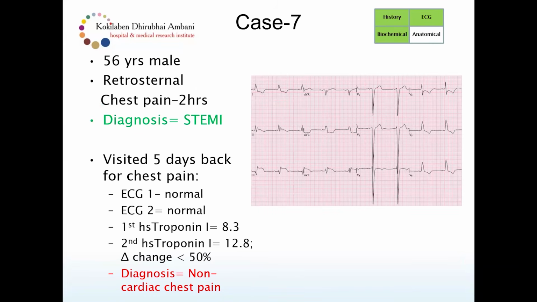This is another case of a 56-year-old male with retrosternal chest pain for 2 hours. ECG showing acute inferior MI. Diagnosis is STEMI. But this patient visited 5 days back for chest pain. And his first ECG was normal, second ECG normal, first troponin normal, second troponin normal, delta change less than 50%. And at that time, the diagnosis was non-cardiac chest pain. And the same patient 5 days later presents with a STEMI. So these are the limitations of ECG, history, and troponins.